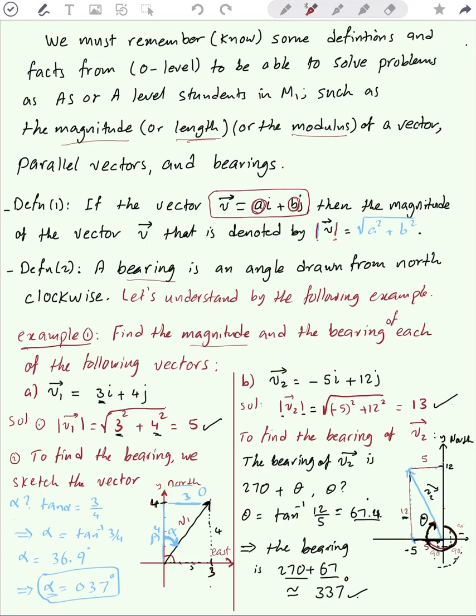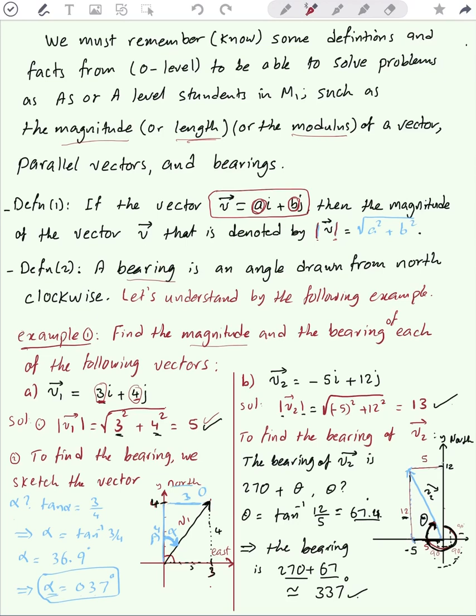Example number 1: find the magnitude and the bearing of each of the following vectors. Vector number 1, V1, equals 3i plus 4j. The magnitude of the vector, we use this notation, equals the square root of 3 squared plus 4 squared, which is 5. 5 length units.